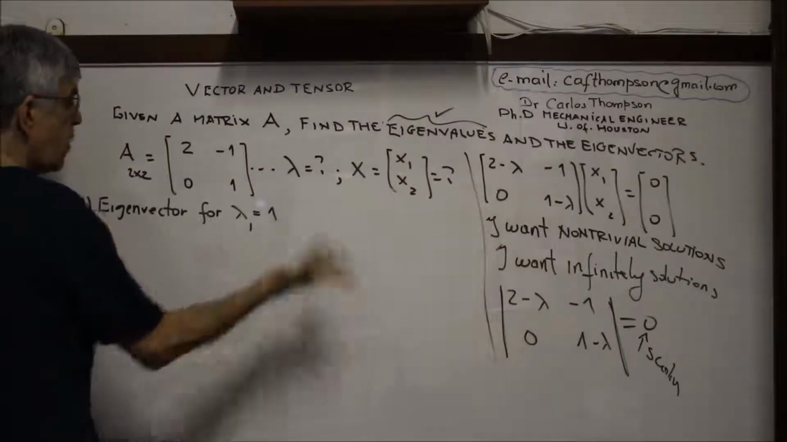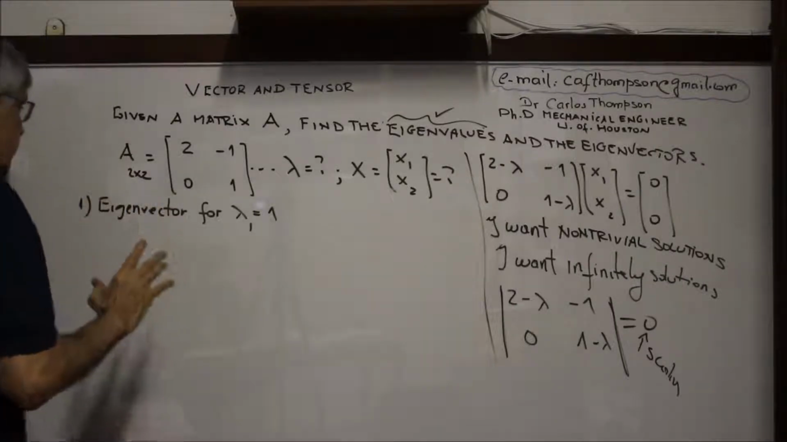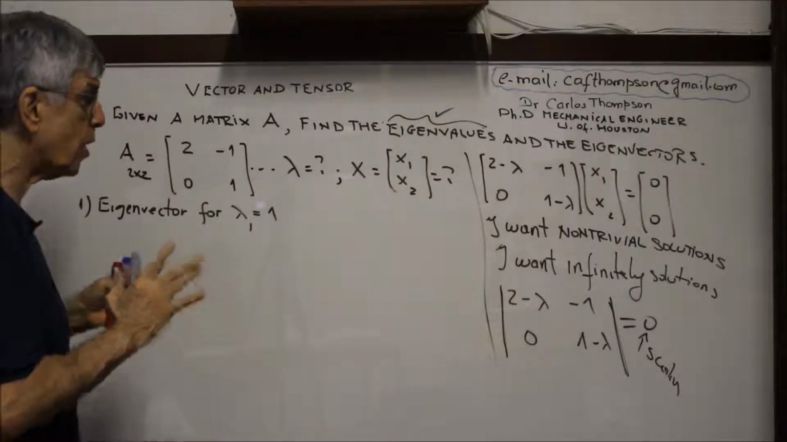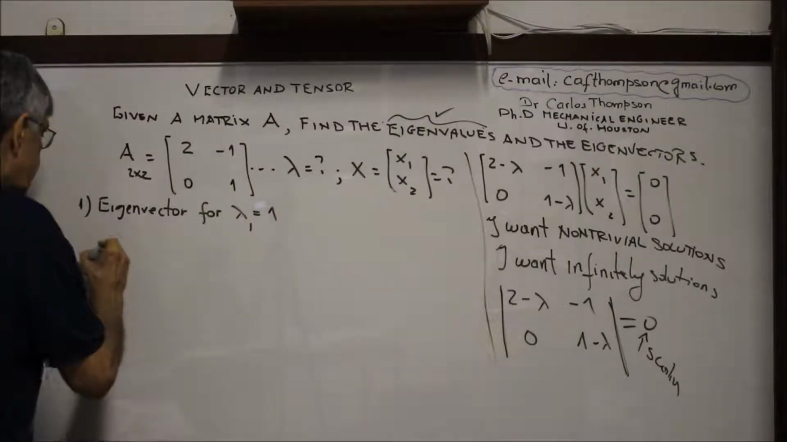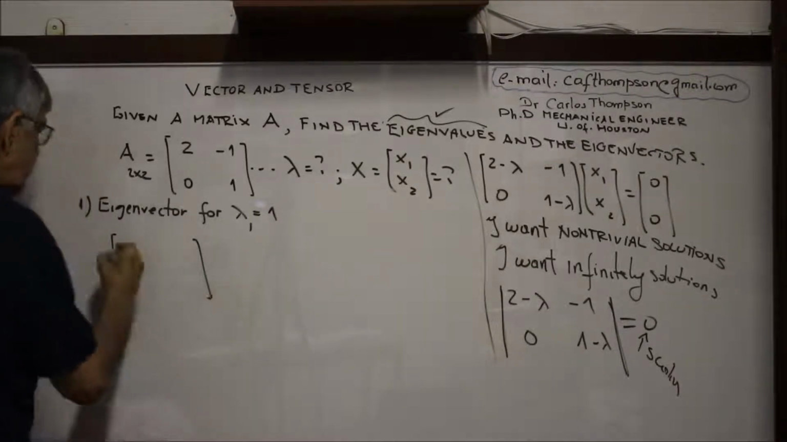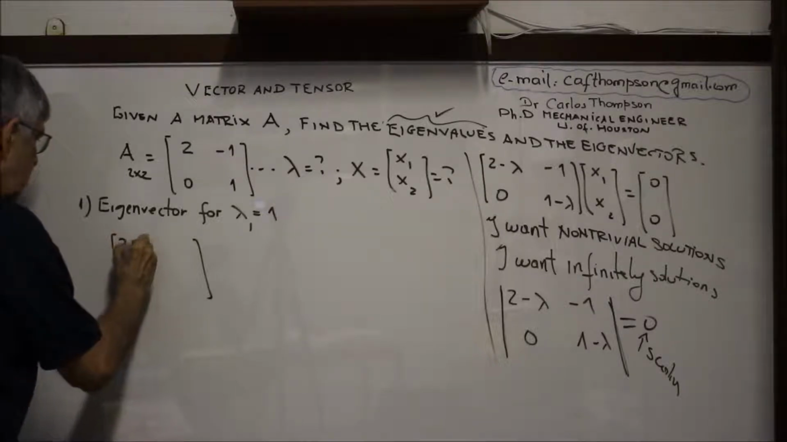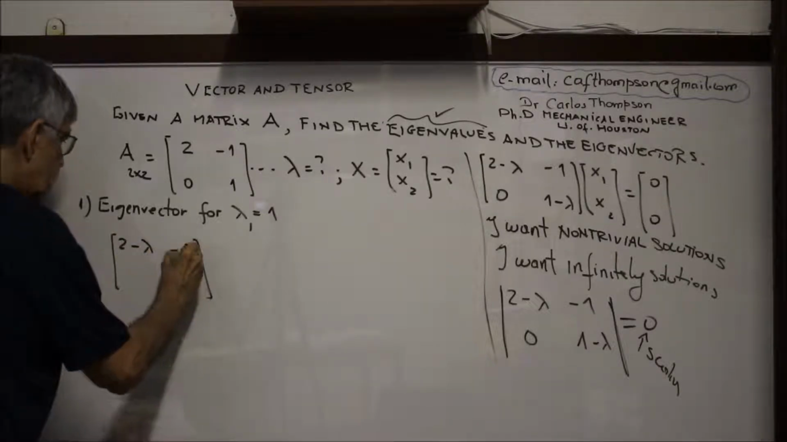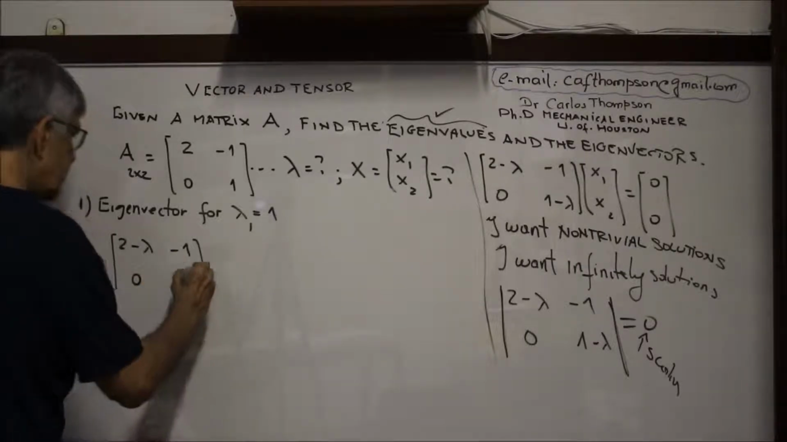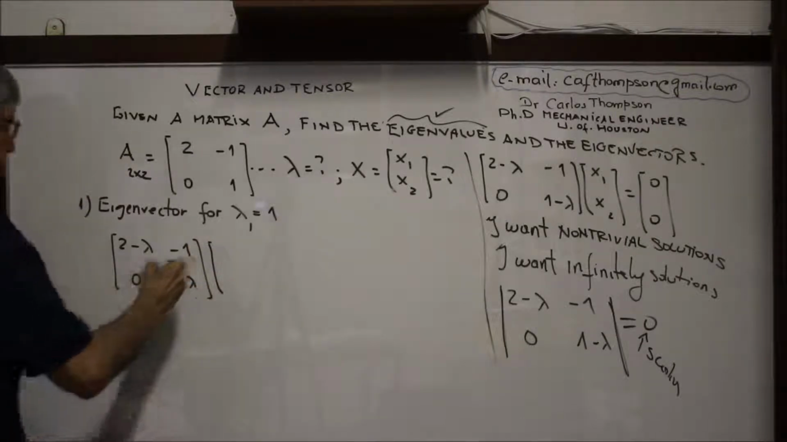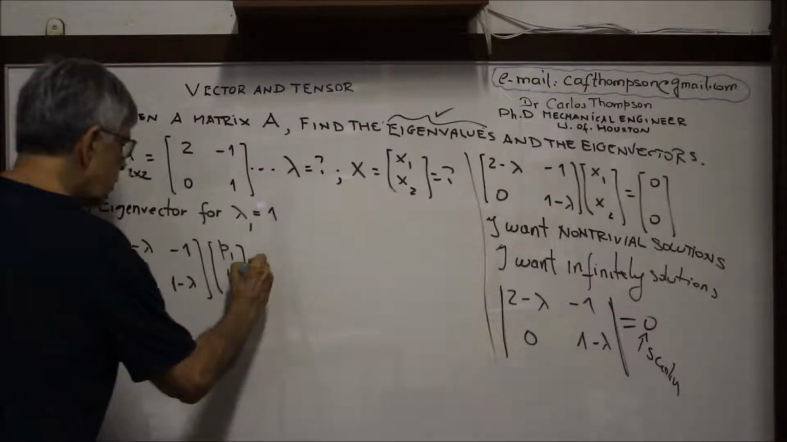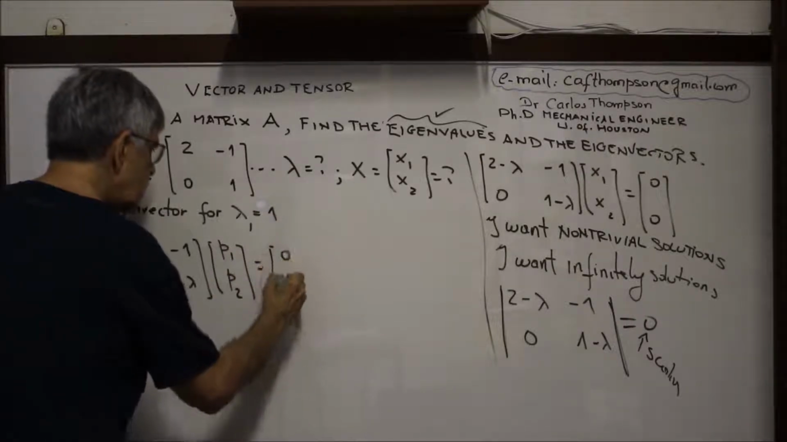Eigenvector for lambda 1 is equal to 1. Look, don't forget, what equation are we solving? We are solving this equation over here. So this is 2 minus lambda, minus 1, 0, and here is 1 minus lambda. Now, I'll call these P1 and P2. This is my unknown, and this is equal to 0, 0.